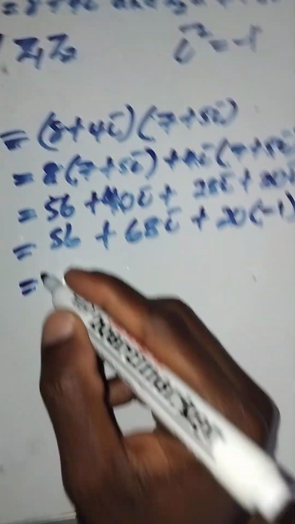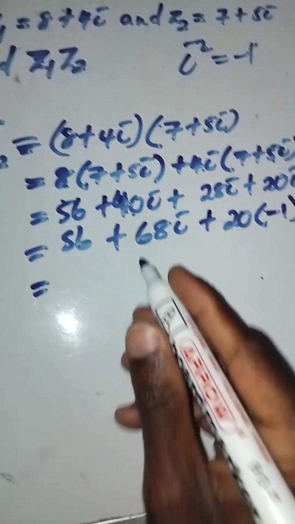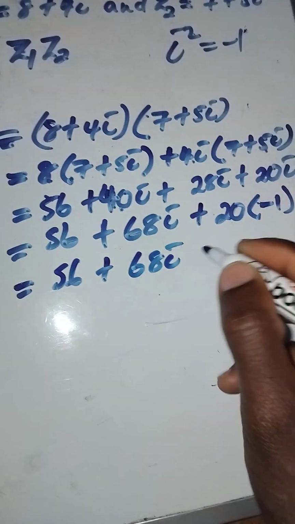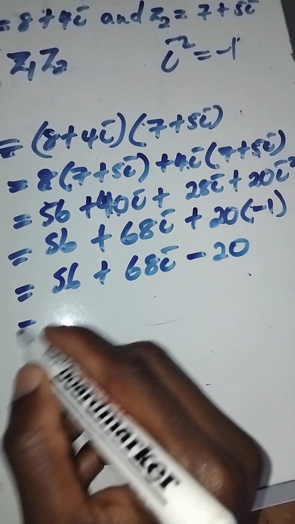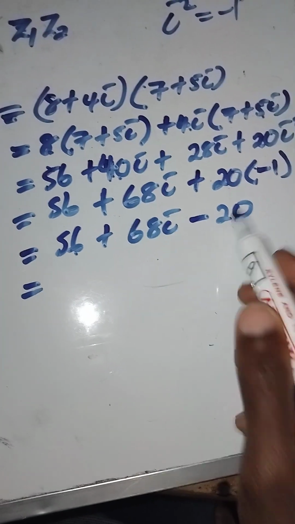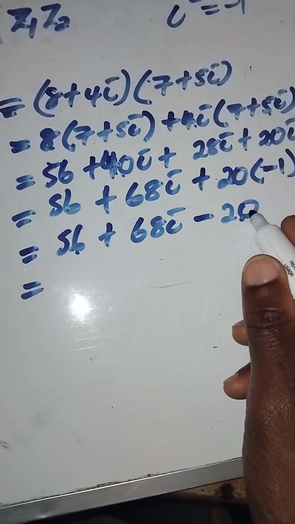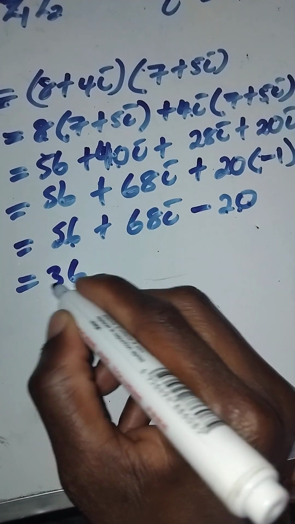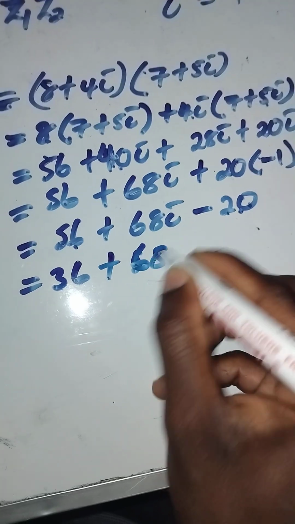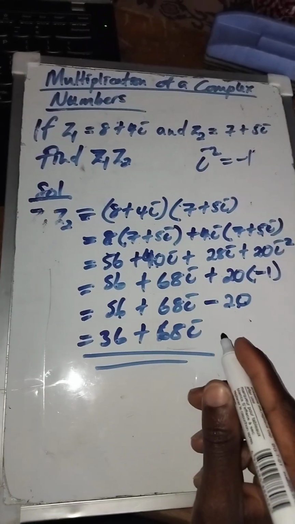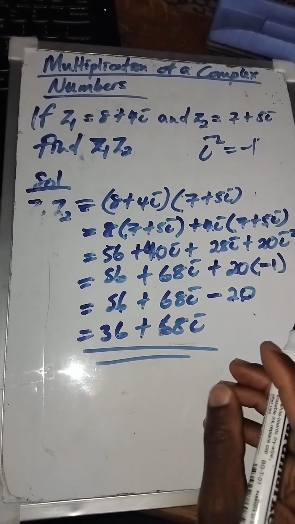Then we collect like terms, so 56 plus 68i minus 20. 56 minus 20, we get 36, plus 68i. So this is multiplication of complex numbers.